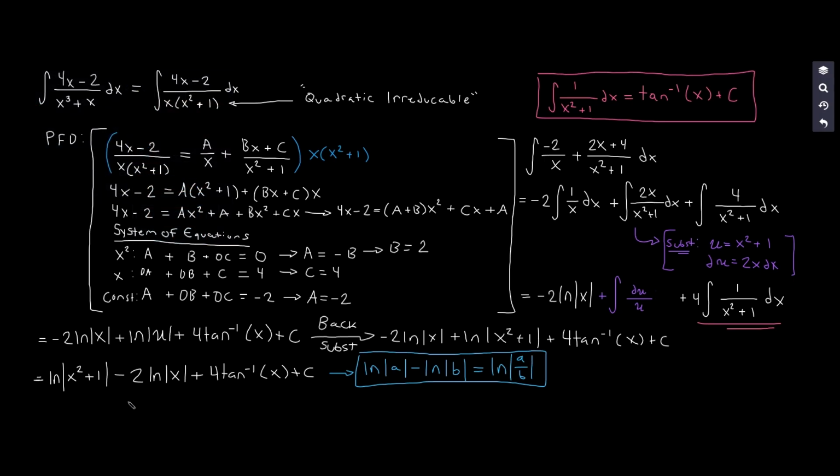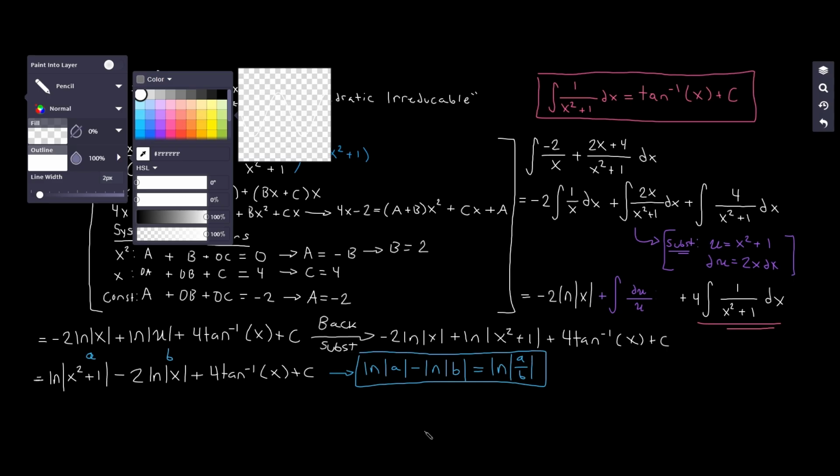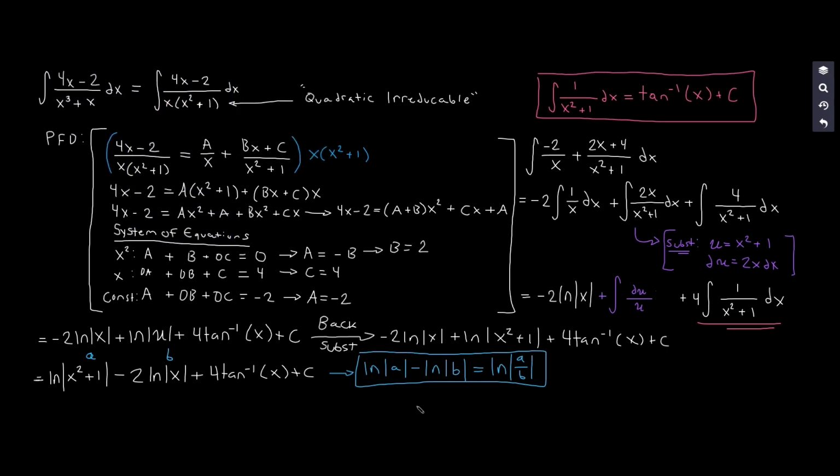And to be clear, in this case, here is going to be a, and then here is going to be b. It makes it easier for me to understand what's going on. And so, having applied that rule, this is going to equal the natural logarithm of, and keep in mind that we could drop these absolute value brackets because x squared plus 1 is only ever going to be positive.